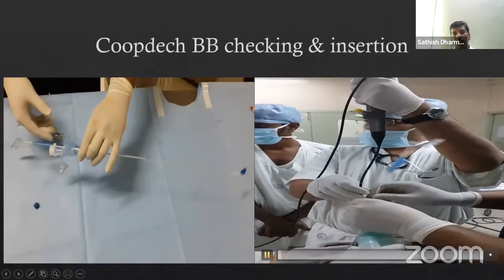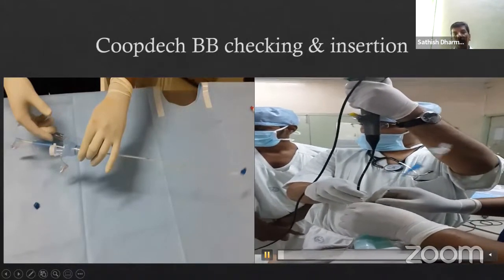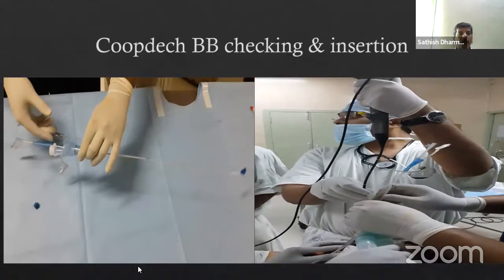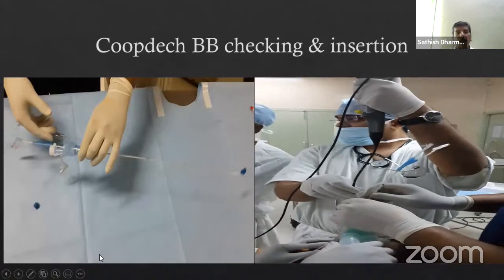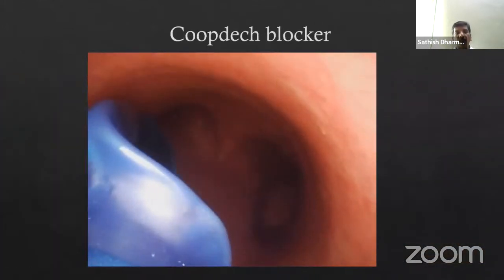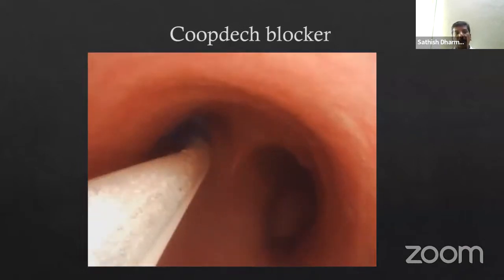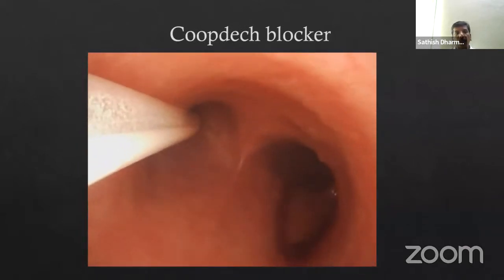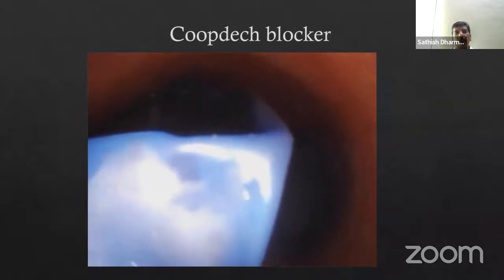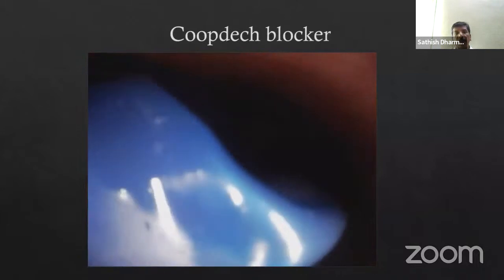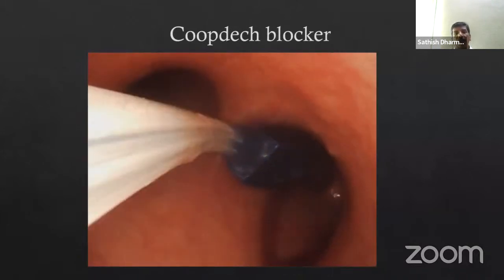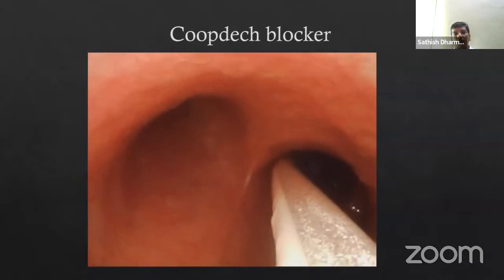Similar to the Arndt blocker, one other person is needed to guide with the fiber optic bronchoscope. Once you pass the fiber optic bronchoscope, you will see the carina and the blocker is pushed. See, if you want to put it in the left side, the angled tip is turned towards the left side. If you want to put it in the right side, the angled tip is turned to the right side and pushed to the right side. And once you're sure of the position, you can inflate the balloon.